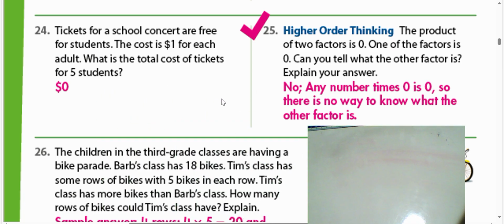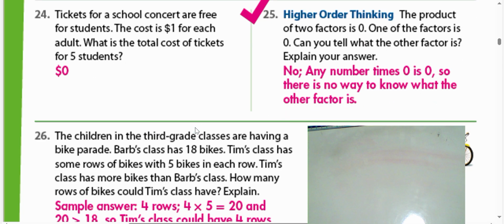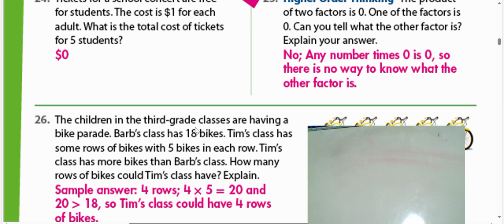Next question. The product of 2 factors is 0. One of the factors is 0. Can you tell what the other factor is? Explain your answer. Okay, 0 can't be divided by itself. Any number divided by itself is undefined. So we can write any number times 0 is 0. So there's no way to know what the other factor is. We don't know it, because the number is unknown.